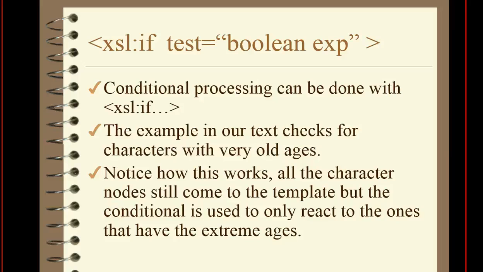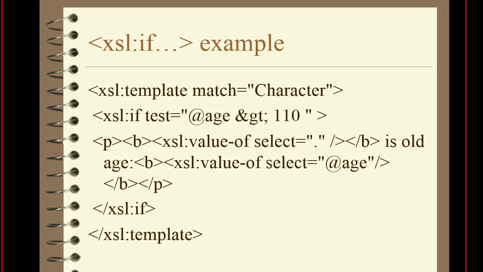Remember I told you it would do conditions. So you have an if node, XSL:if, and here's a quick example of that. Here we have a match where we're rolling through a different data file. It has these nodes called character, and the character has an attribute called age. If you look here, it says XSL:if test equals. So test is the conditional statement that's going to be true or false. And then @age, that's attribute age. And then GT, what's that?